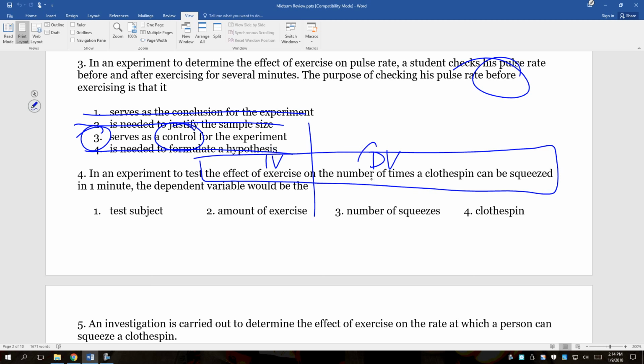Also remember, dependent variable is going to be the data that you collect. So in this case, the dependent variable is going to be my number of squeezes. Test subject, nope. That doesn't have anything to do with independent, dependent. Amount of exercise is actually my independent variable. And the clothespin, nope, doesn't have anything to do with that. So the dependent is the data I collect. It's also going to be on the right-hand side of that title statement.